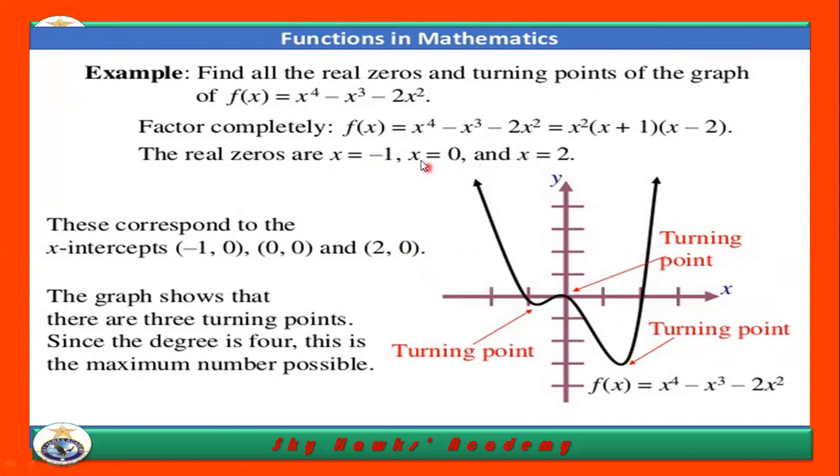So how can we find the turning points? There are 3 turning points. It's coming down and going up. There's a turning point coming down, and once again, it is a turning point. There are 3 turning points because the maximum degree of the function is 4, so 4 minus 1 is 3. The x-intercepts correspond to the zeros, and the graph shows that there are 3 turning points. Since the degree is 4, this is the maximum number possible.